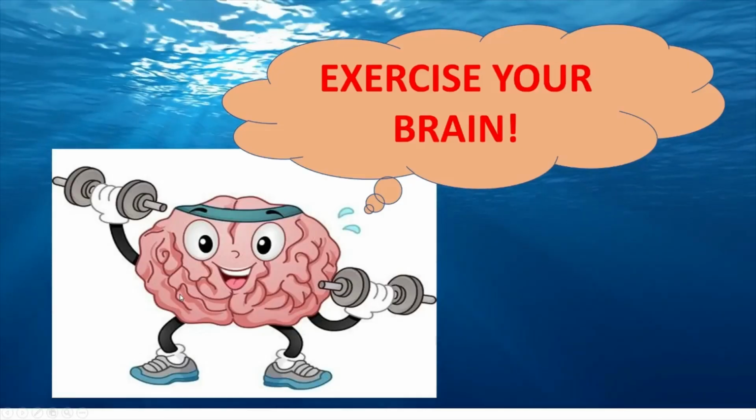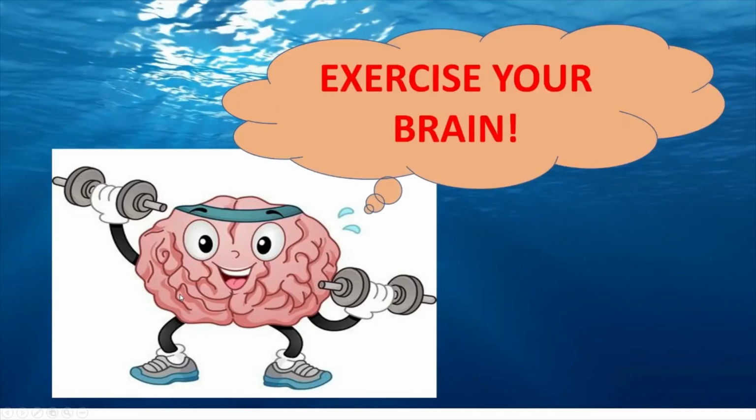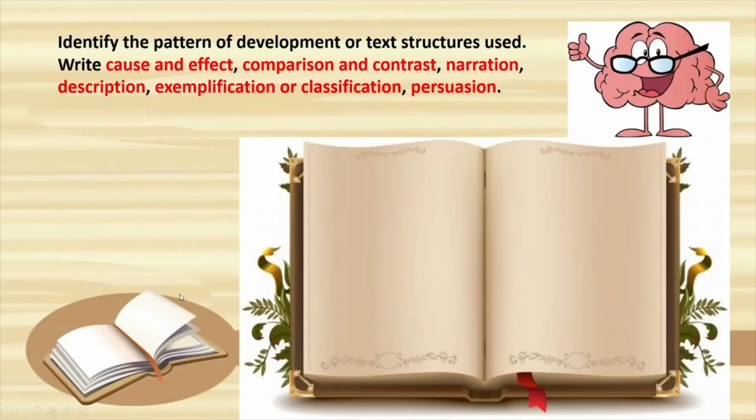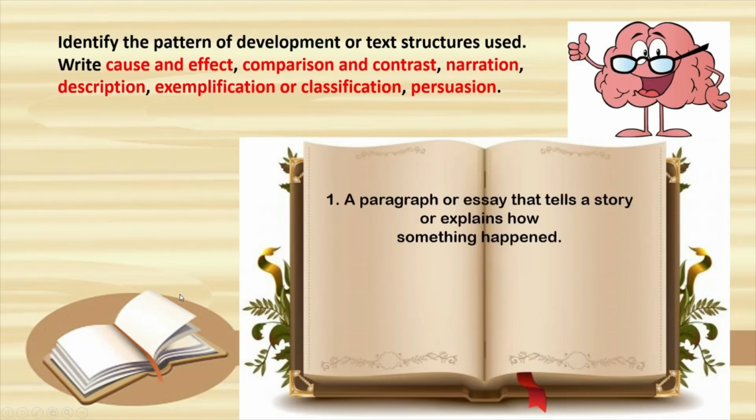So it's the end of our discussion, so let us exercise your brain. Class, all you have to do is to identify the pattern of development or text structures used: cause and effect, comparison and contrast, narration, description, exemplification or classification, and persuasion. So, number 1. A paragraph or essay that tells a story or explains how something happened. So, what is the answer, class?